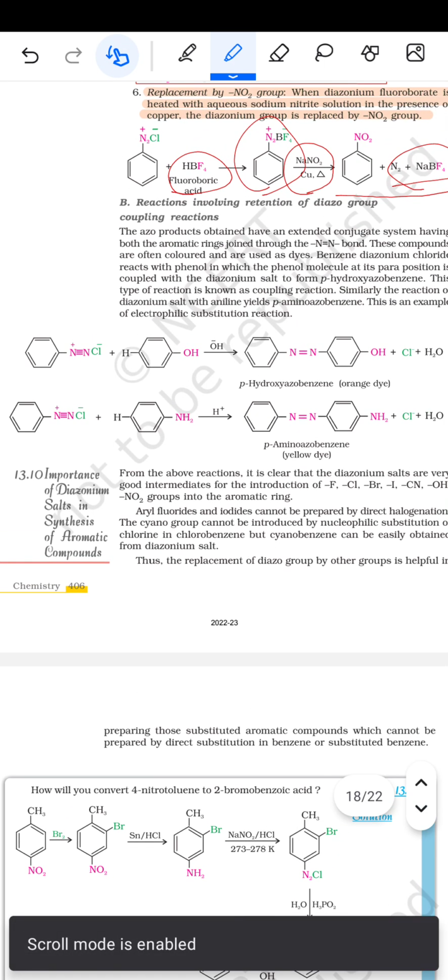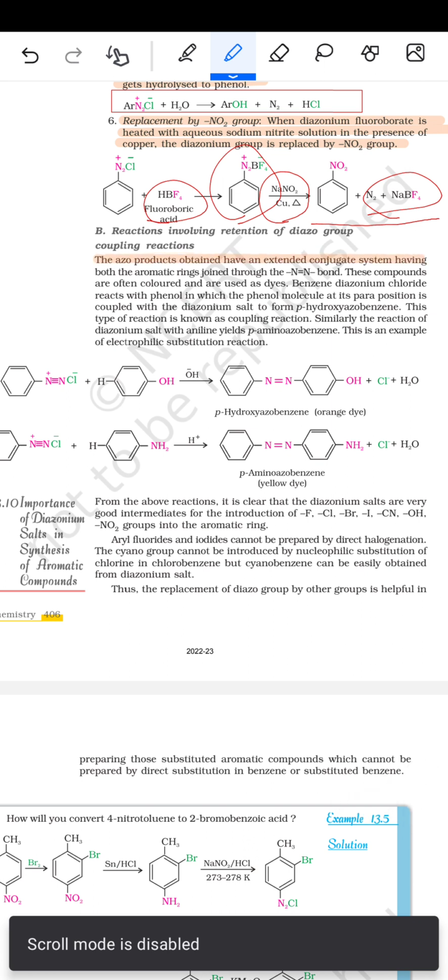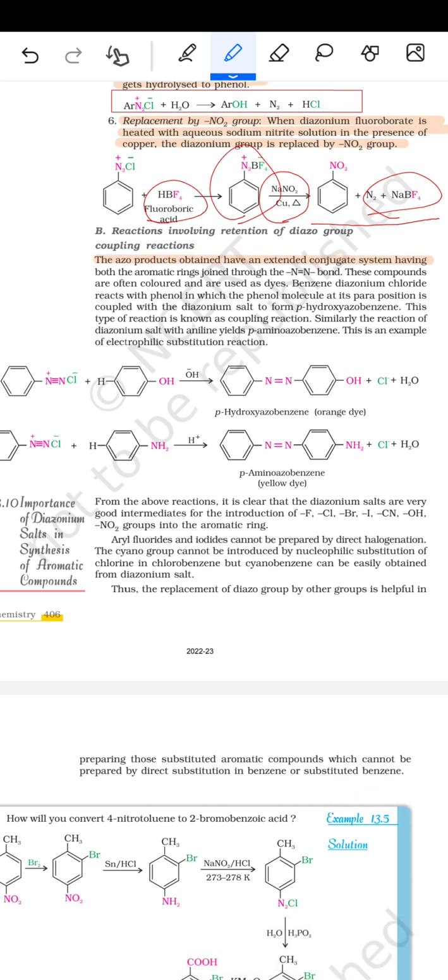तो कपलिंग रिएक्शन, जिसको कहते हैं कपलिंग। तो the azo products obtained have an extended conjugate system having both the aromatic rings joined through the N=N bond. These compounds are often colored and are used as dyes. Benzene diazonium chloride reacts with the phenol in which the phenol molecule at its para position is coupled with the diazonium salt to form the para hydroxyazobenzene.